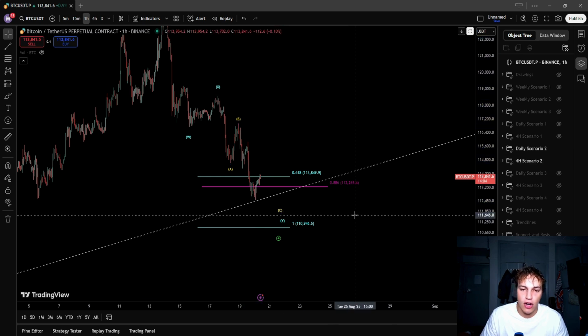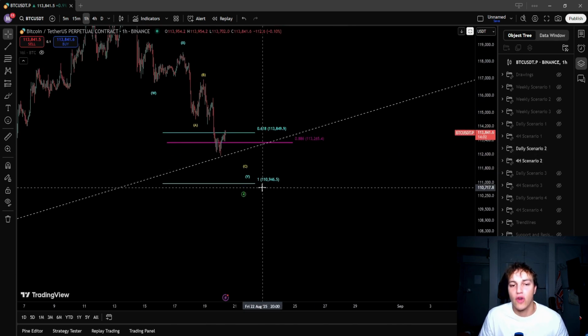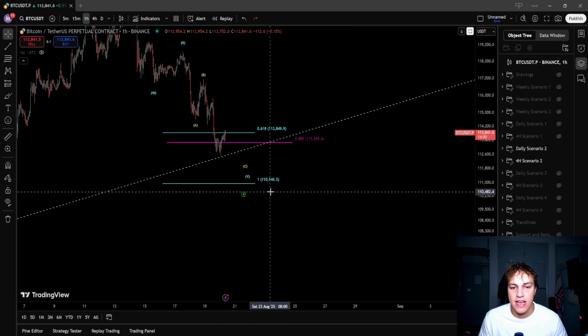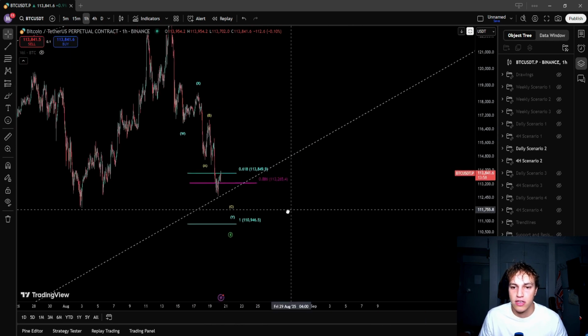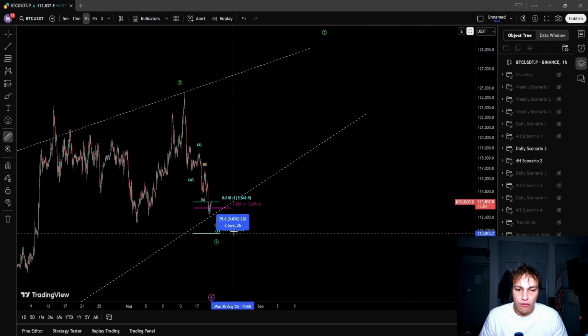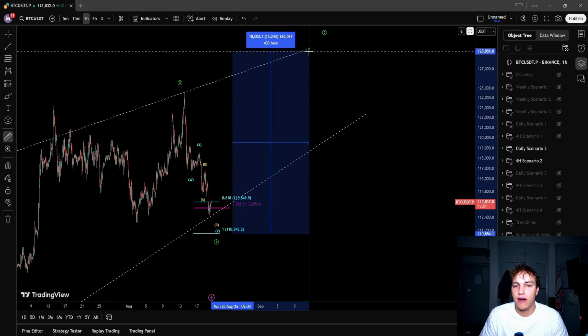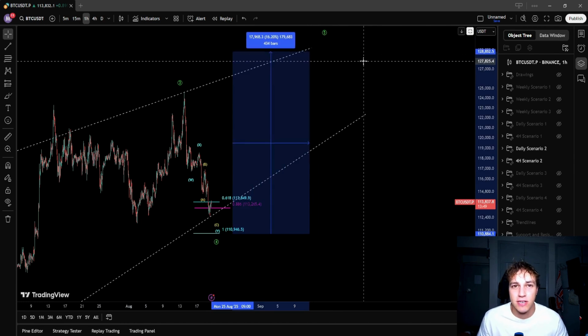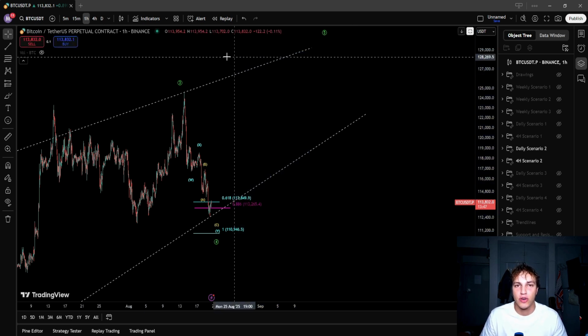This could indeed target the 1-to-1 ratio at $110,946. This move from here, from the bottom of this wave 1 to the top of the wave 5 following this, would be a 16% move if people are willing to trade that.